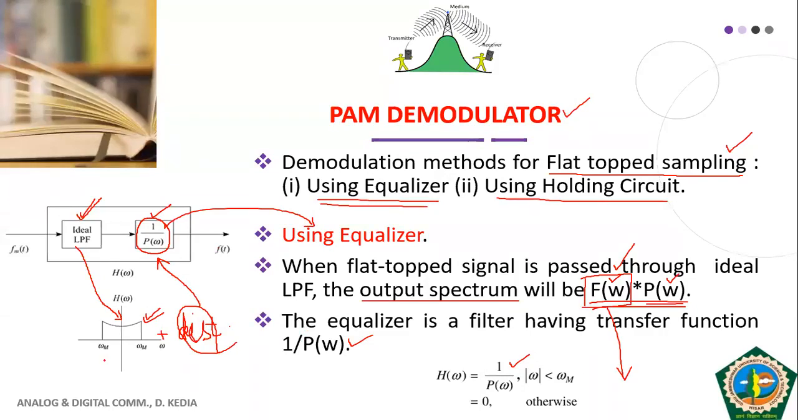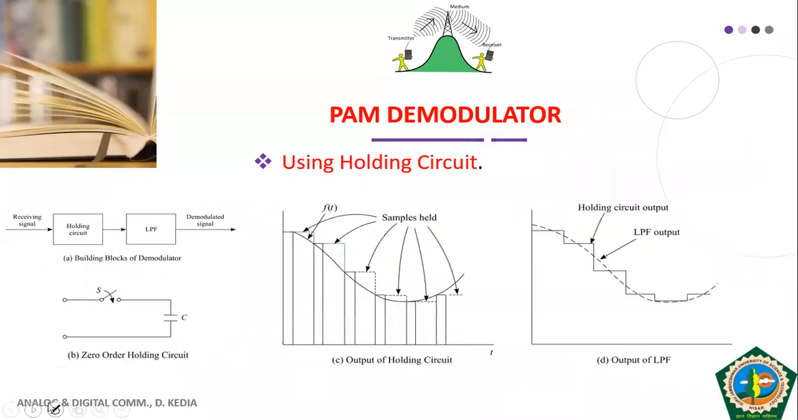Now let us move to the next circuit, which is called the holding circuit. So we obtain the PAM demodulated signal by using a holding circuit. Okay, the block diagram of the holding circuit is shown on the left hand side of this slide. Whatever PAM signal we receive first passes through a holding circuit, and the output of the holding circuit is then passed through a low pass filter, and we finally get our demodulated signal back.